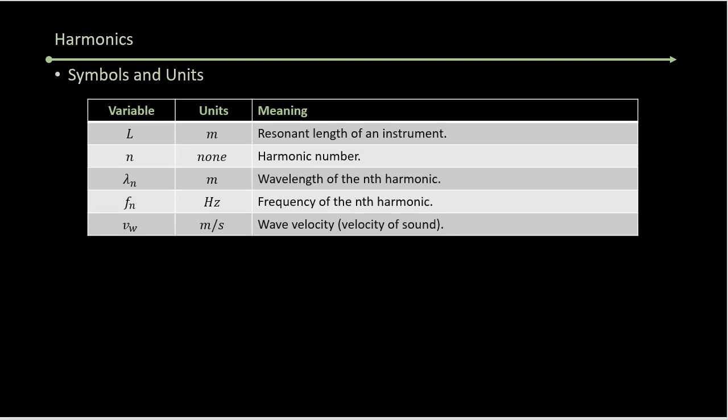Well, we're going to talk about the resonant length of the instrument L, harmonic number N, which goes from 1 to whatever, but practically, 1 to 4 or 5. You can get much higher harmonics, but actually trying to play them is different. You're going to get energy across the spectrum, but mostly in the harmonics. The wavelength of the nth harmonic is lambda n, the frequency of the nth harmonic is fn, and the wave velocity, the velocity of sound, is vW. All those you know.